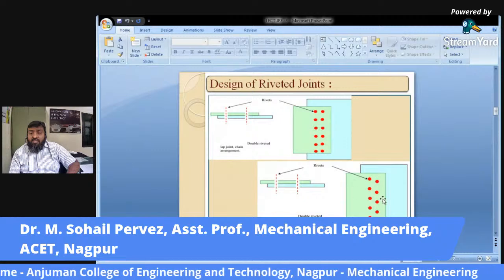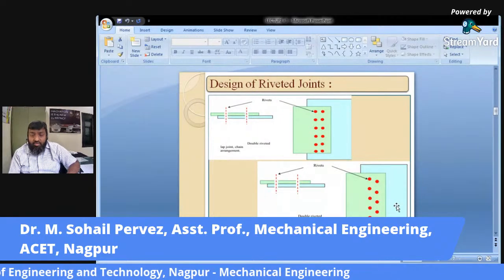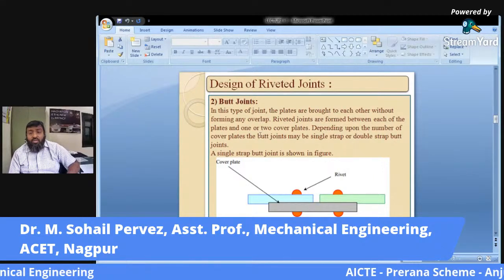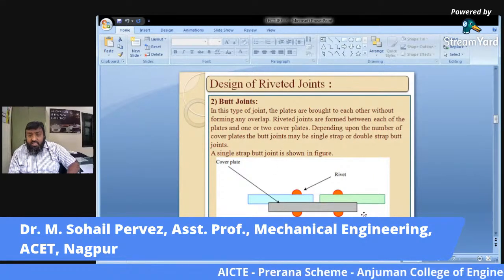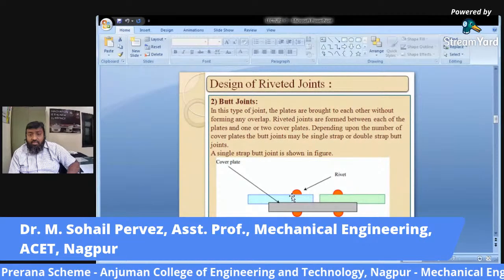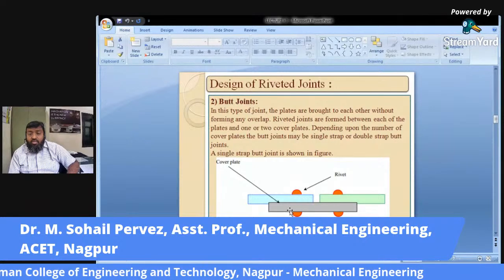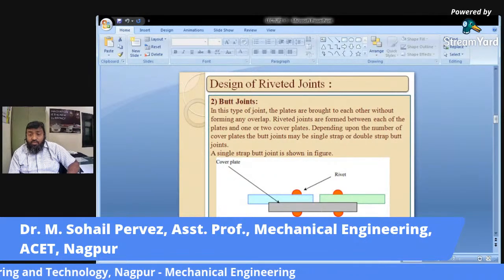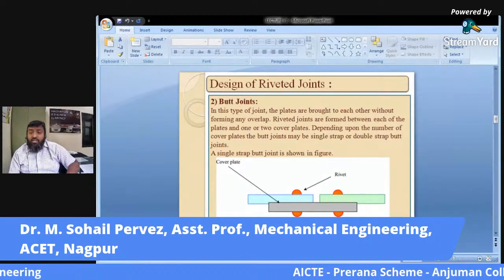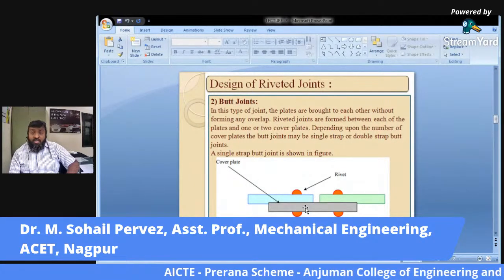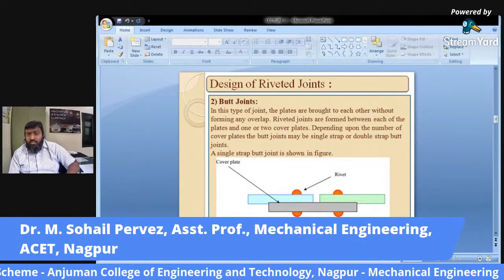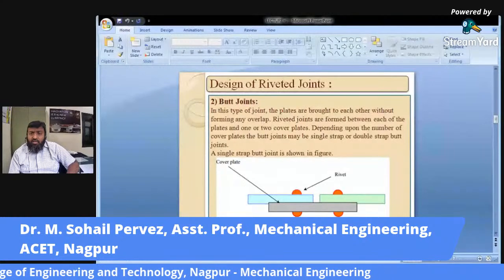So this is a zigzag type of riveted joint, but this is a lap joint. The second type is butt joint. See, this is the parent metal or parent plates. These are the two parent plates, and this gray model is for the cover plate. Now we have to cover these two plates with the help of this third plate, known as the cover plate, and then rivet it. Such types of joints are used in boilers basically. Butt joints are generally used in boilers. Lap joints are also there and butt joints are also there.